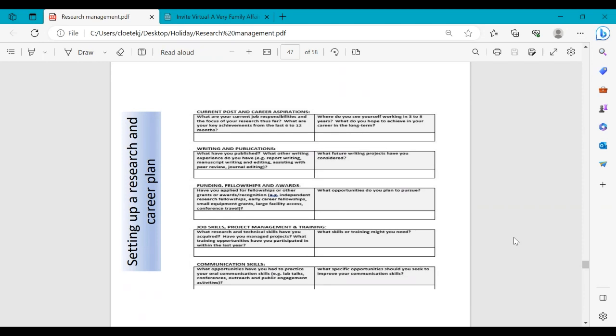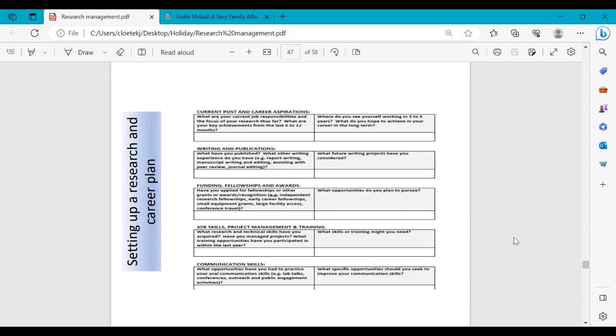And then you think about writing and publishing as well. Have I published? Why haven't I published? How many papers do I want to deliver? This is important. The more publications, the better. Then what workshops and things do I need to attend? Have a look out for these.